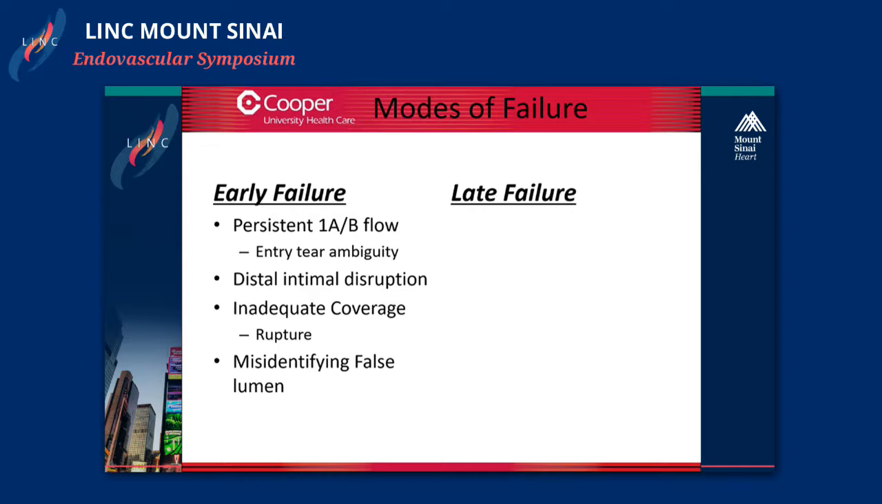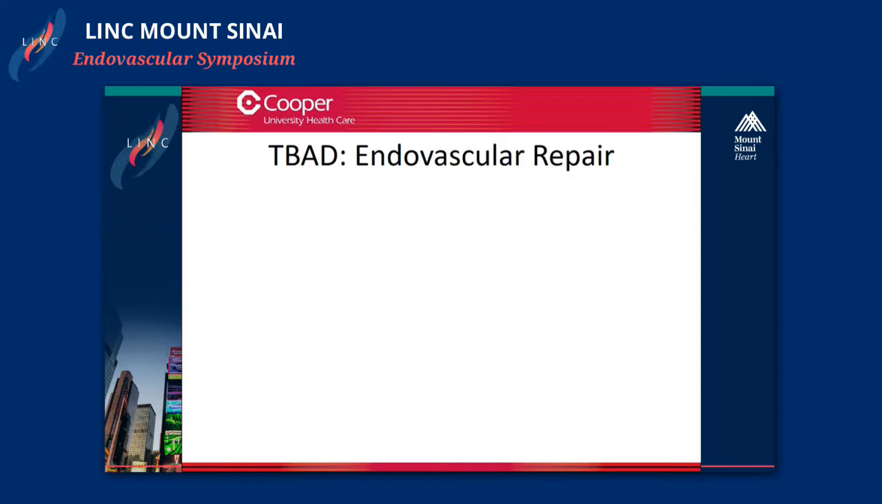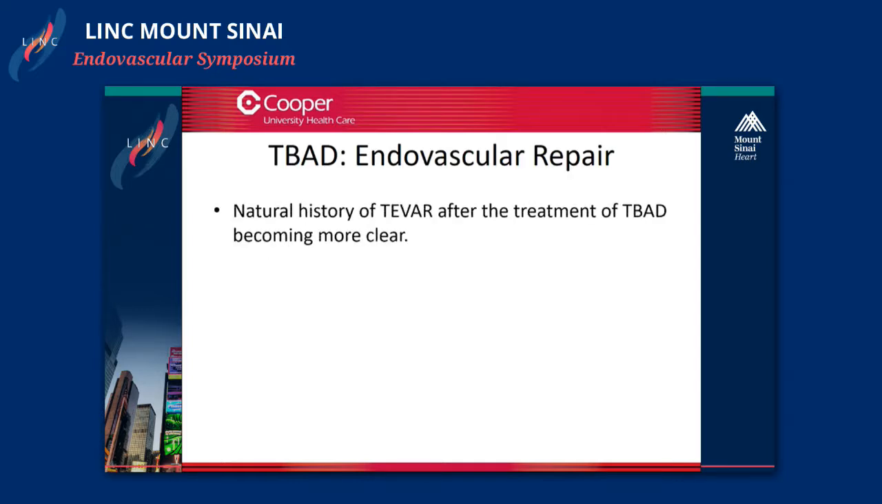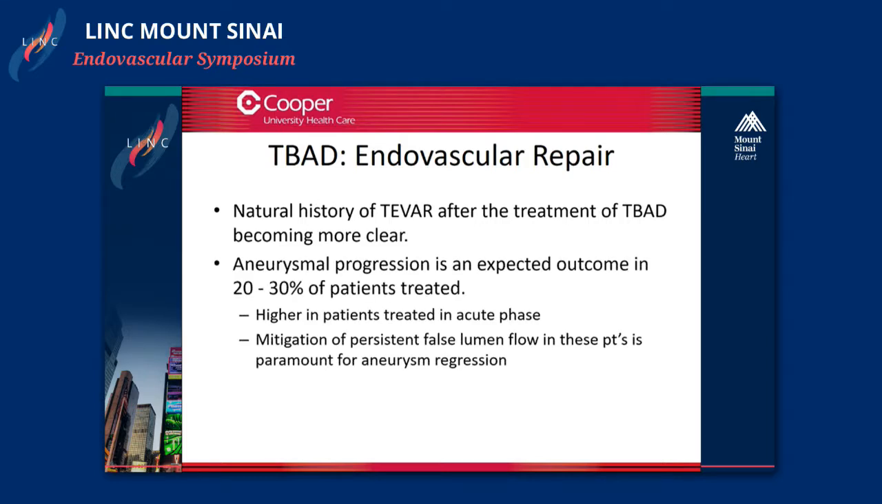So you also have late failures, and this is the most common form of failure that you see in type B dissection, and it usually is aneurysmal growth, and we know that aneurysmal growth is seen in over 30 to 40% of the patients now treated with TEVAR. So we know the natural history of TEVAR a little bit better than we did yesterday. After the treatment of type B dissections, it's becoming more clear how some of these patients respond.